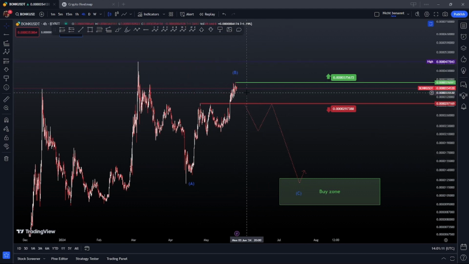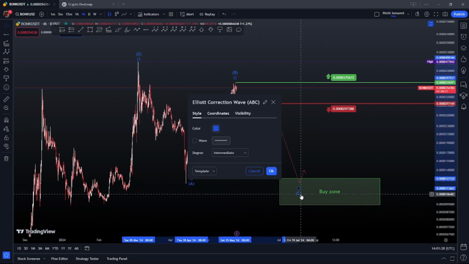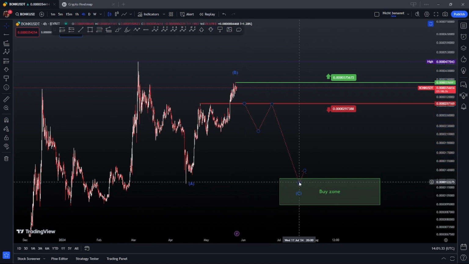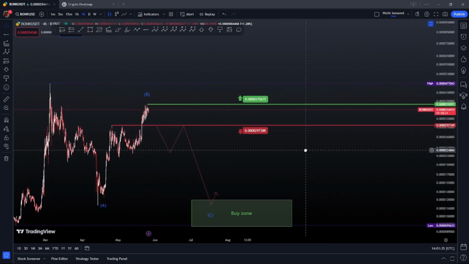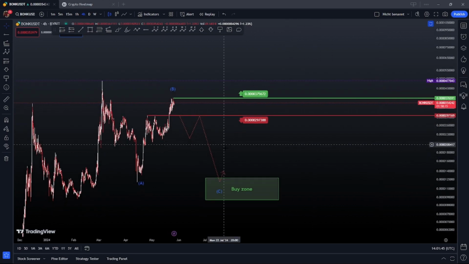So this would lead to us being in another ABC correction like this. So we have our A over here, B over here, C over here. With that, our ABC correction of the intermediate cycle is completed, and then we can go up with the 1, 2, 3, 4, 5 momentum, and in the end we're probably gonna end up over here somewhere, but this is not calculated.